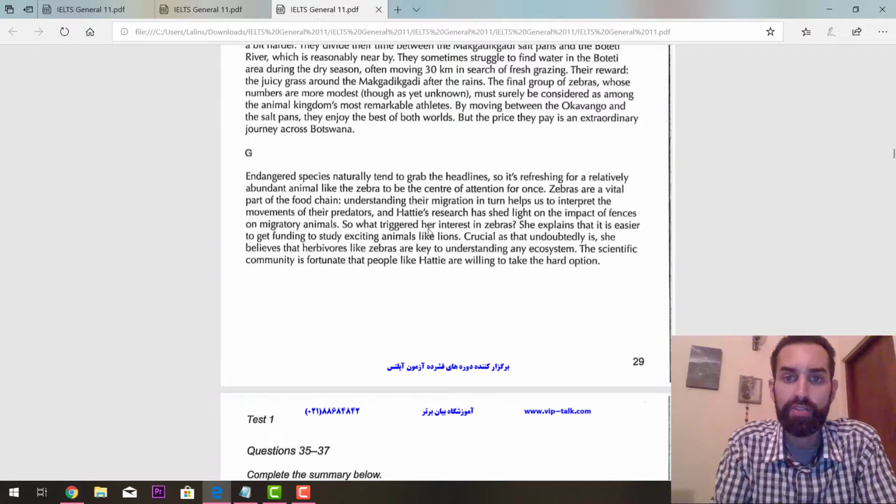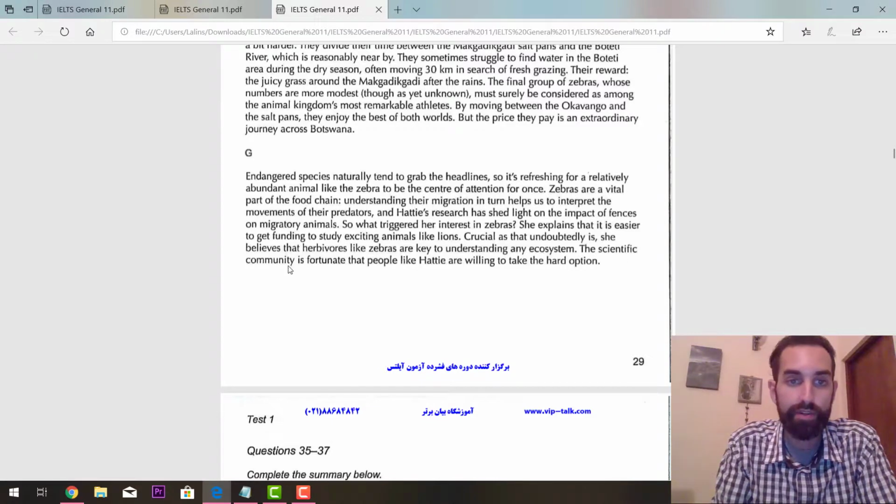So what triggered her interest in zebras? She explains that it is easier to get funding to study exciting animals like lions. Crucial as that undoubtedly is, she believes that herbivores like zebras are key to understanding any ecosystem.